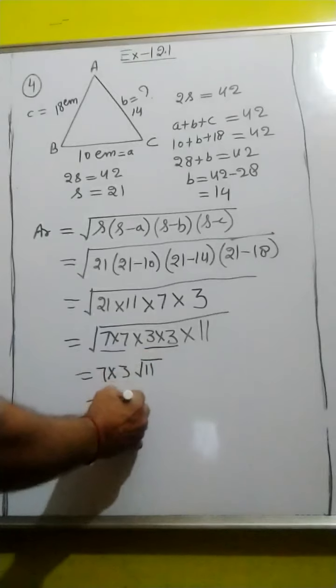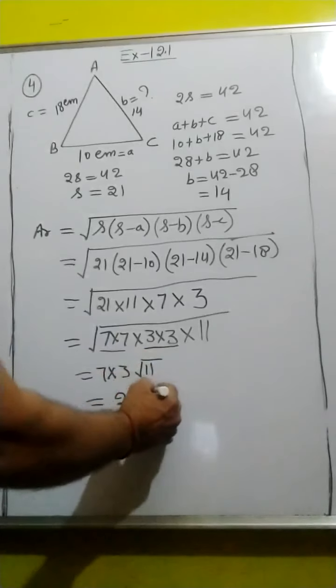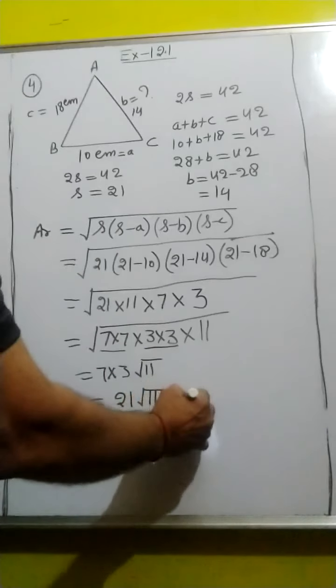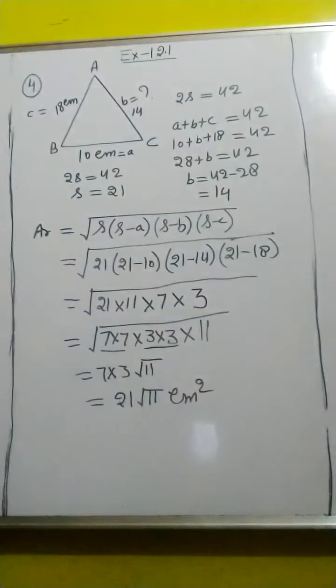So area will be 21 under root 11 centimeter square. No need to do further calculation. You can just write the answer in terms of square root also. So the area of the required triangle will be 21 under root 11 centimeter square.